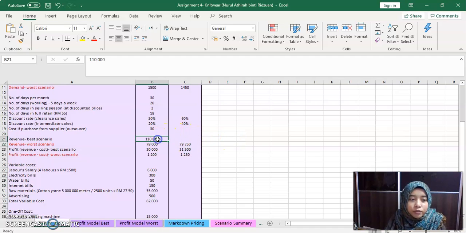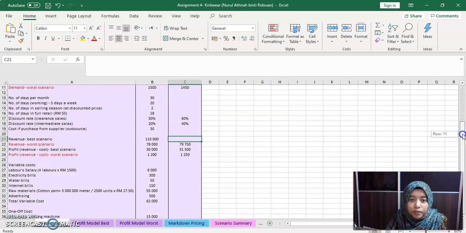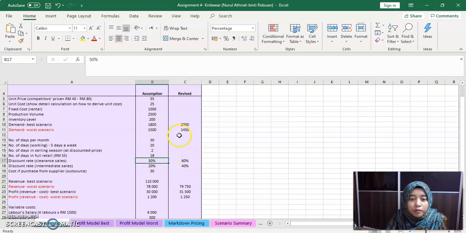However, for the revenue best scenario, I shouldn't revise it because it's the same number, 110,000. As you can see, 110,000. So I don't need to revise it. And lastly, for the discount rate, before this it was 50%. However, I revised it to 60%, while the intermediate sales was 20%, and I revised it to 40%. Why did I revise it? Because I want to get a positive and higher total revenue than before. That's all from me. Thank you.